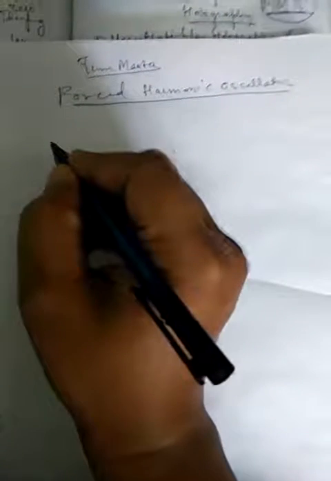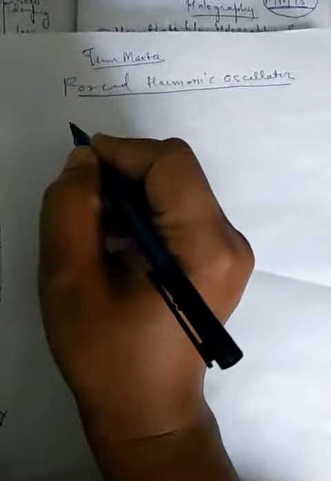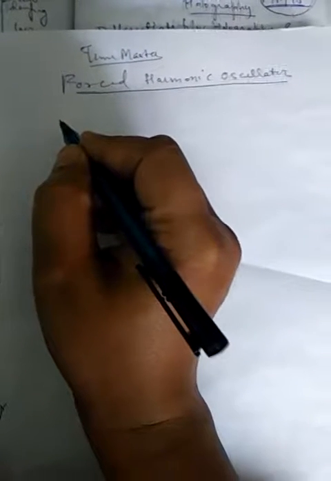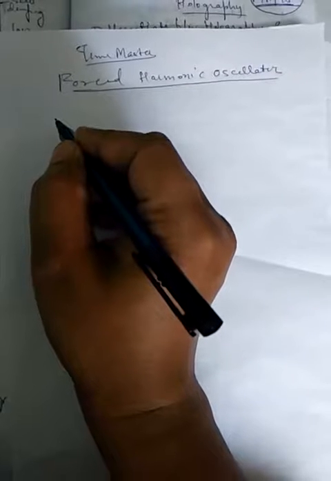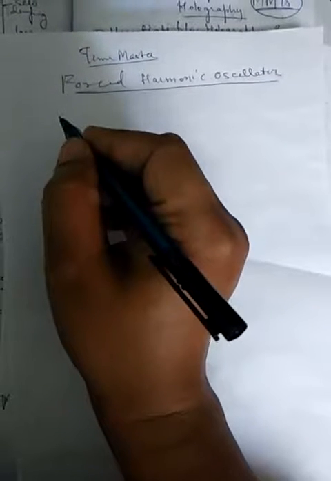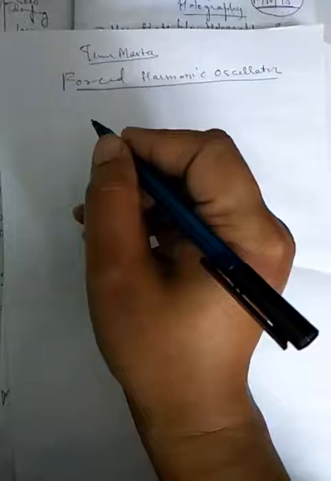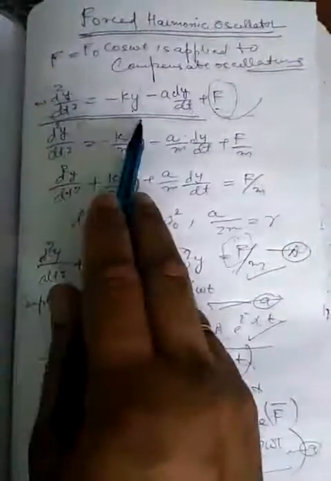Hello students. So the next topic is the completion of the forced harmonic oscillator. In the morning we saw that the equation of the forced harmonic oscillator was derived using this particular equation of 4 parameters. Then we did the solution of all this, and we got the value of amplitude.